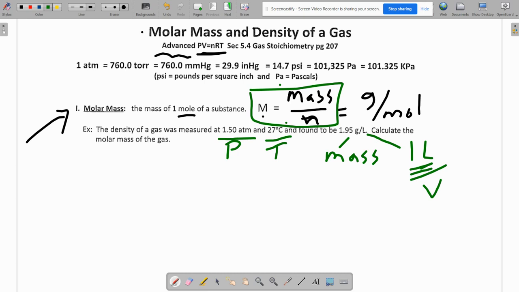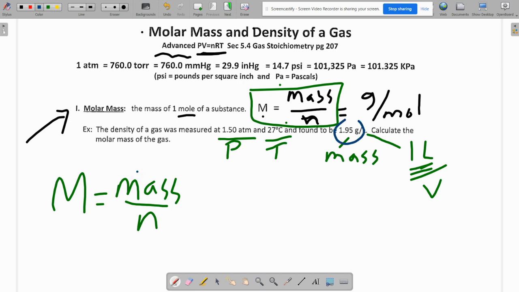We're going to use this molar mass formula. Molar mass equals mass per mole. I do have this mass, 1.95 grams. Great. And where's my moles? I don't see moles given, so that's where PIVNERT comes in.